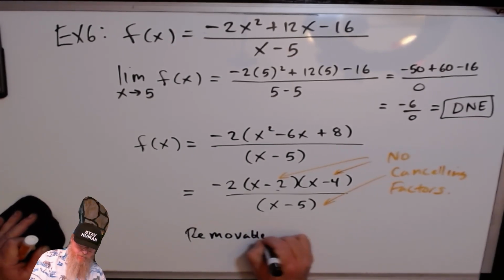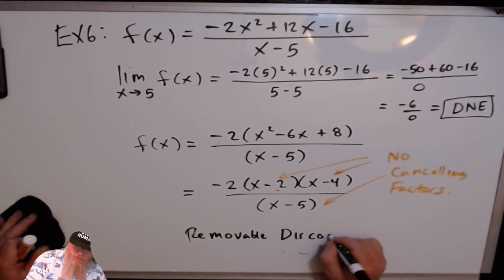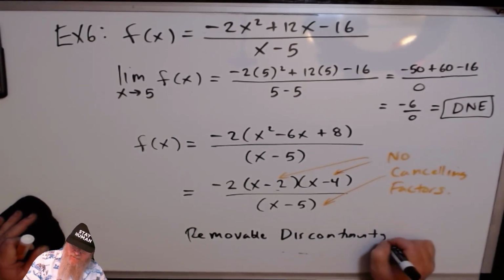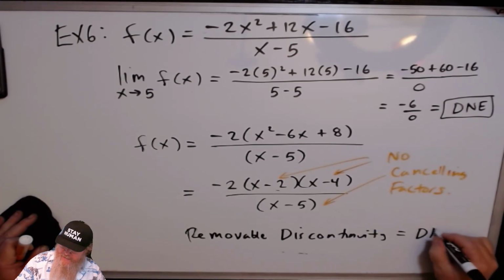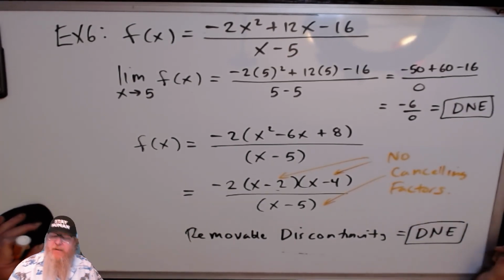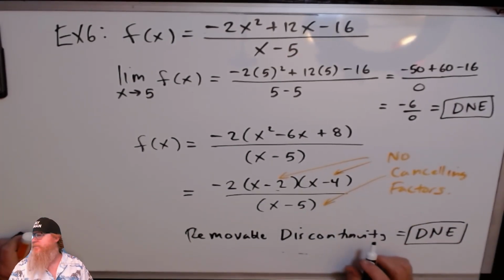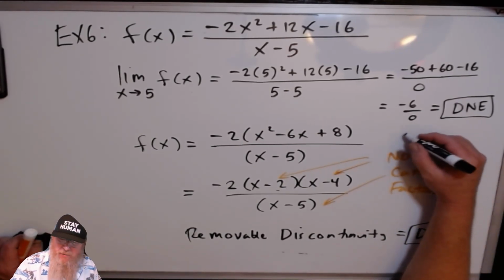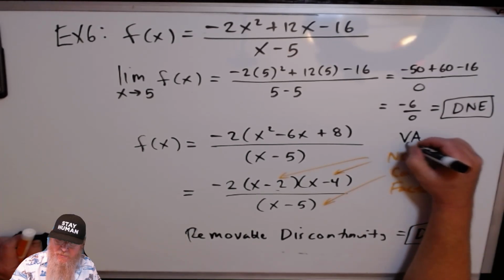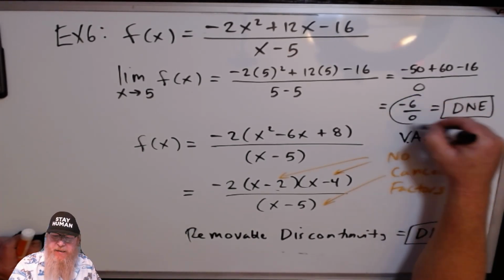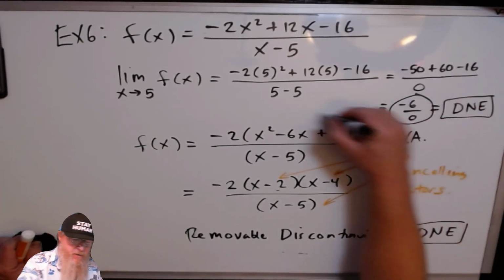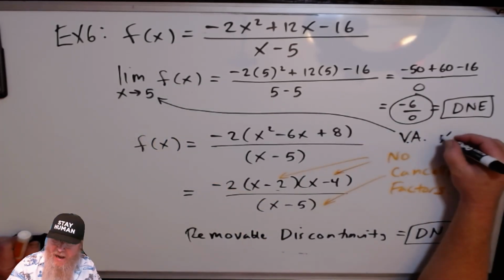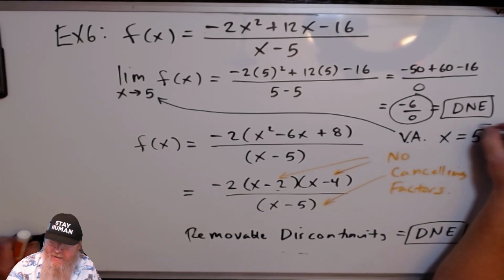Removable discontinuity is dne. Yeah, I don't get any canceling. All right. The vertical asymptote, because I got negative 6 divided by 0, the vertical asymptote is 5. X equals 5.